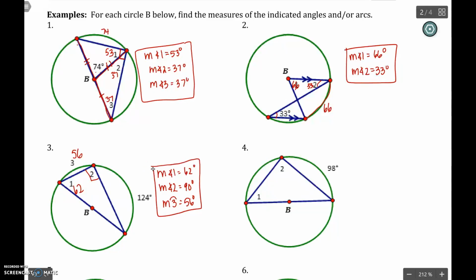For number 4, again we have a diameter drawn, so again we have Thales' theorem making angle 2 a right angle. And angle 1 is inscribed to the 98 degree arc, so it's half of that, which would be 49 degrees.